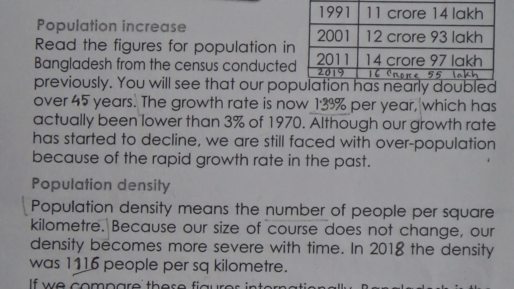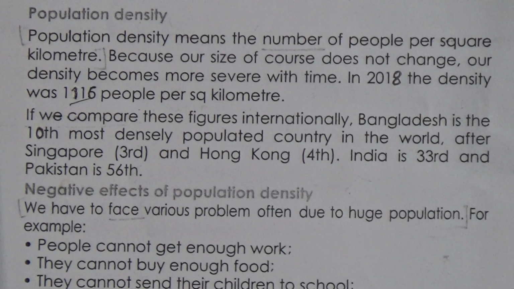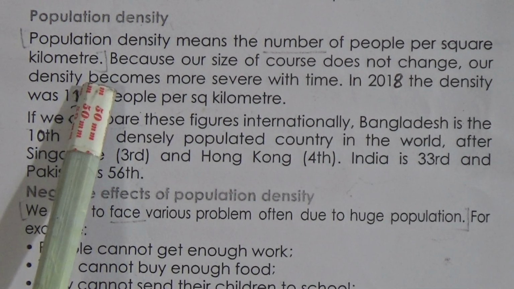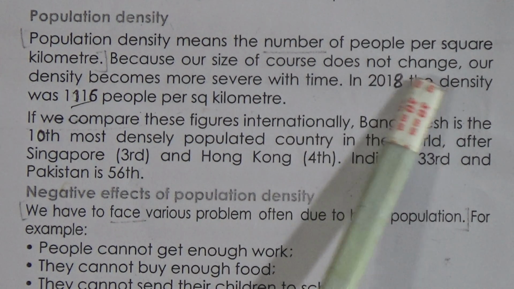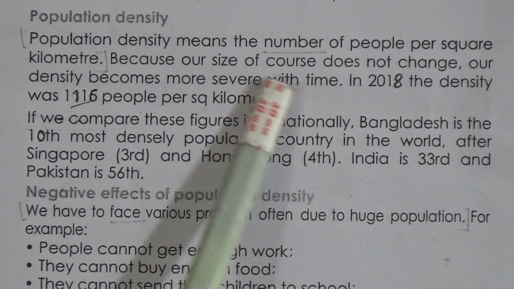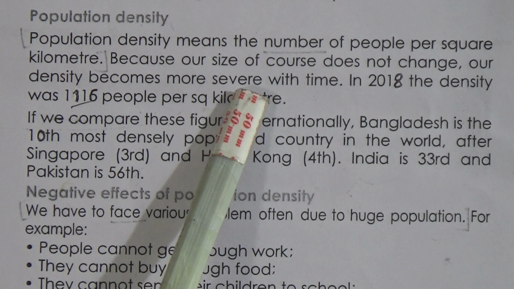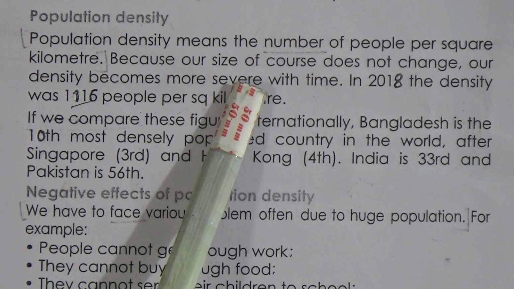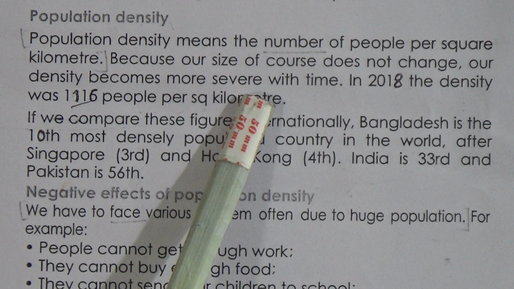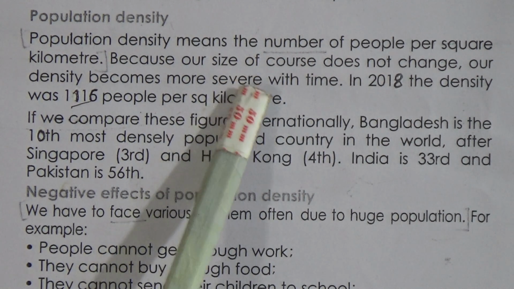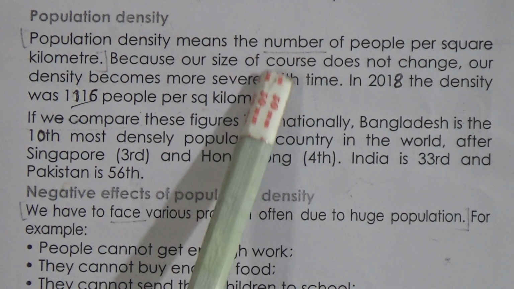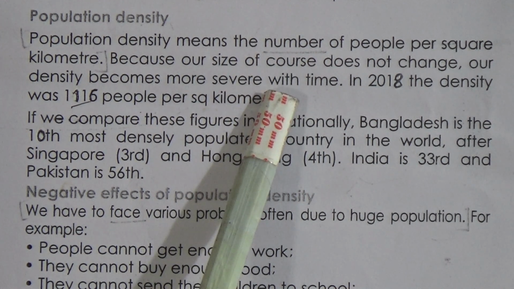Okay. Now population density. Now we will have a look to find out the population density. Population density means the number of people per square kilometer, because our size of course does not change. Our density becomes more severe with time. We have 1,47,570 square kilometers of space in our country, but we don't have extra space to keep our people. As our place is certain and people are increasing, it becomes a jam of people. That means it becomes an overpopulated area.